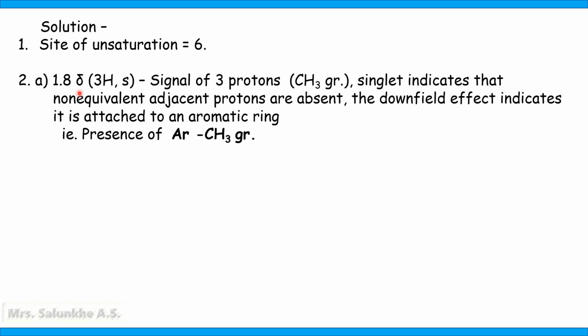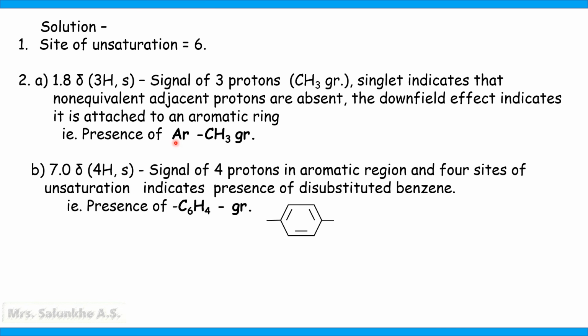The first signal is 1.8, 3H singlet. This is the signal of 3 protons, that is, a CH3 group. Singlet indicates that non-equivalent adjacent protons are absent, and the downfield effect indicates it is attached to an aromatic ring. This is the 1.8 delta 3H singlet, that is, slightly downfield, and it is attached to an aromatic ring.